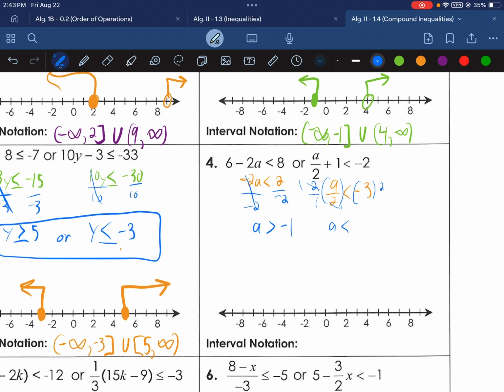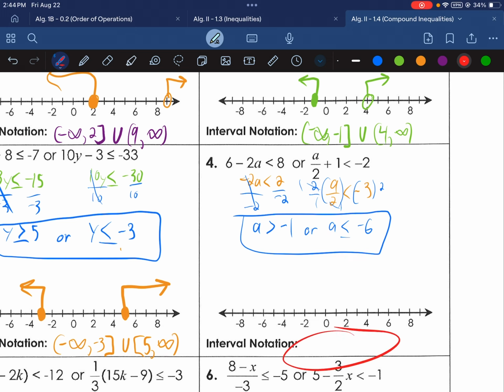I get a is less than or equal to -6. And so the a is greater than -1, or a is less than or equal to -6. And once again, some people are going to require you to put this on the left and this on the right when you write that out in that line, because the one on the smaller would go on the left.